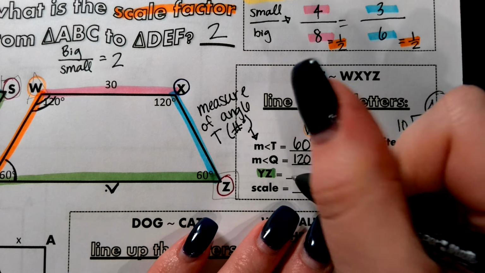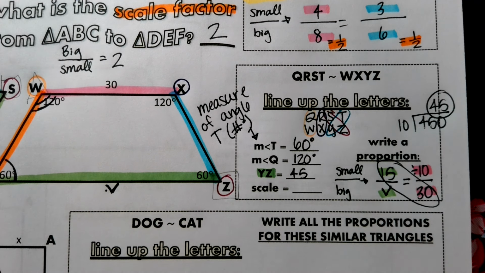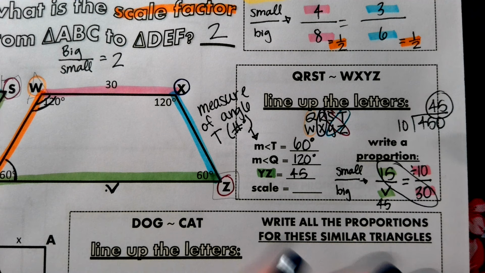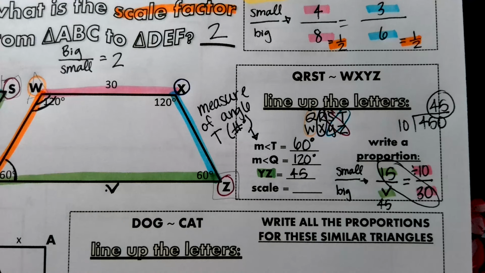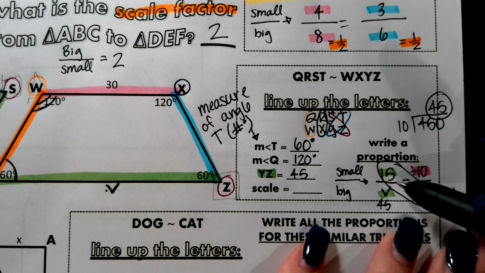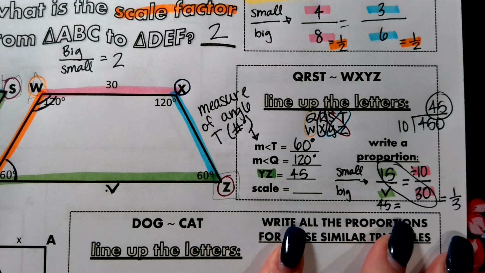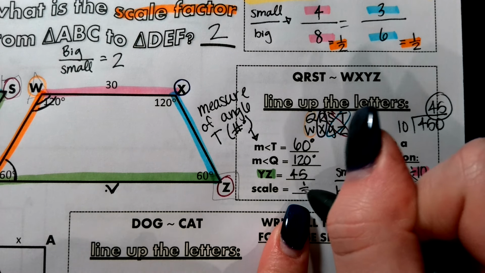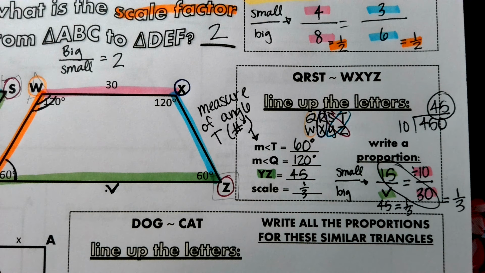And then last, they want us to find that scale factor. Remember, to find that scale factor, we just figure out the relationship between those two. So if I simplify 10 over 30, what does that simplify to? 1/3. If I simplify 15 over 45, what does that simplify to? 1/3. So our scale here is 1/3. Leave it as a fraction. Do not turn it into a decimal. If you turn it into a decimal, you're going to have to either round, which is gross, or put a repeating decimal. That's too much work. Write this exact answer, 1/3.